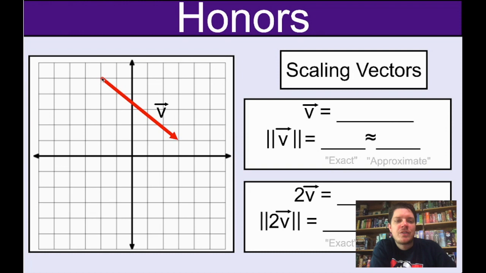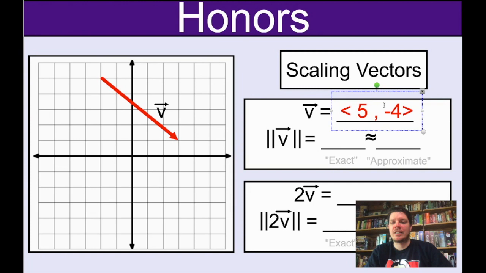So over here, this vector is going to be over 5, 1, 2, 3, 4, 5, and down 1, 2, 3, 4. So the way we write it is we have to use triangle brackets because this is a vector. So let me start with that. I'm going to make it red so that it matches our color. So we've got triangle brackets, over 5, down 4, triangle brackets. Okay, so those are the components.